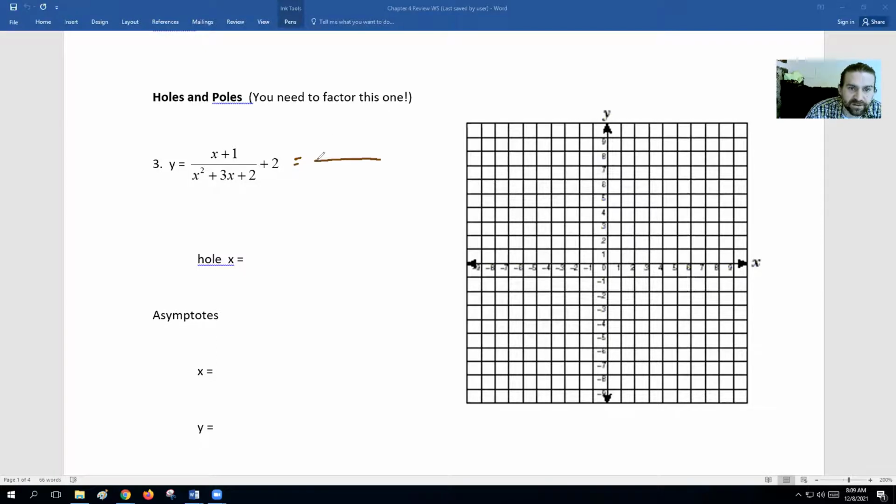We could factor the top. Okay, actually, no, we can't factor the top. That's just x plus 1. But the bottom: what two numbers multiply together to give us 2, add together to get 3? That is 1 and 2.